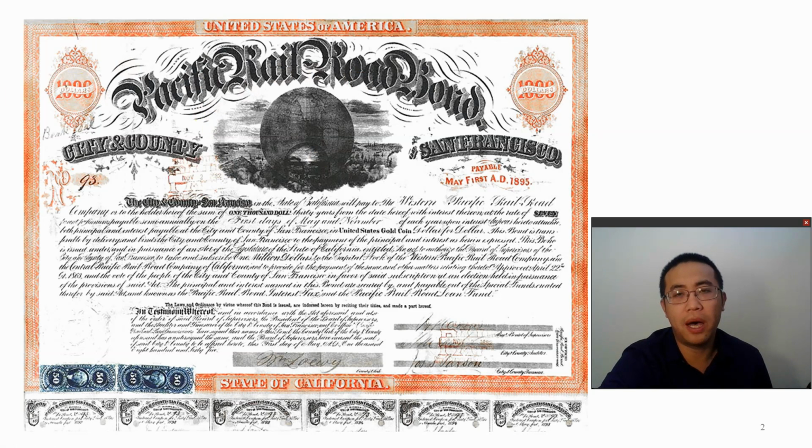That means when the bond matures at its due date, the investor will present this piece of paper to the company and get $1,000 cash back. And when this bond is due, the payable date is May the 1st, 1895. So that's the maturity date of the bond. And this bond must be issued years before this maturity date.